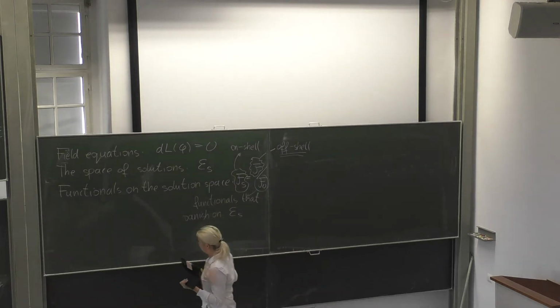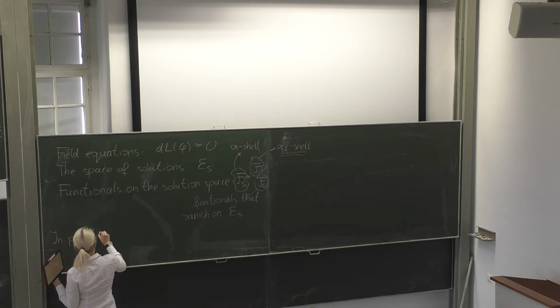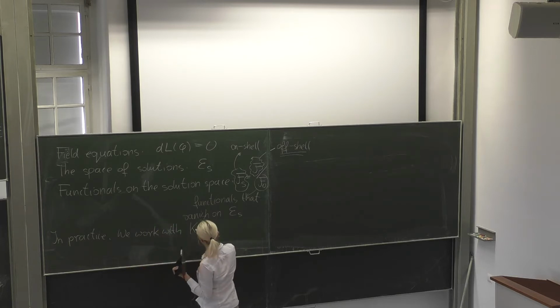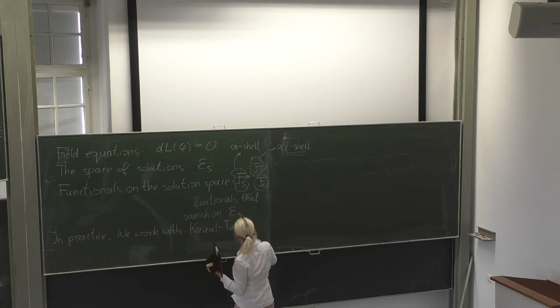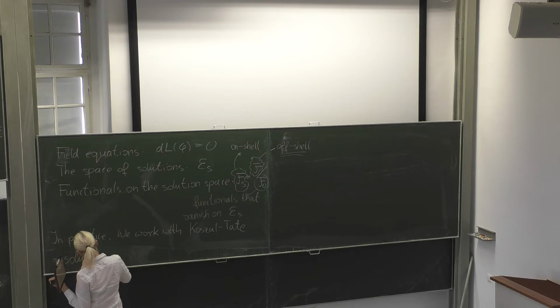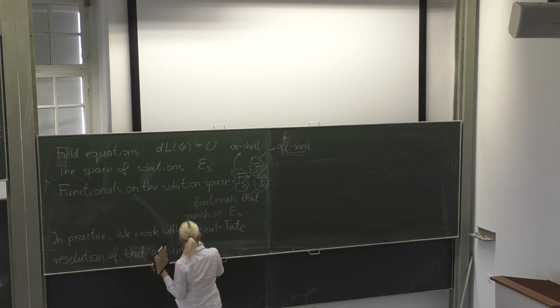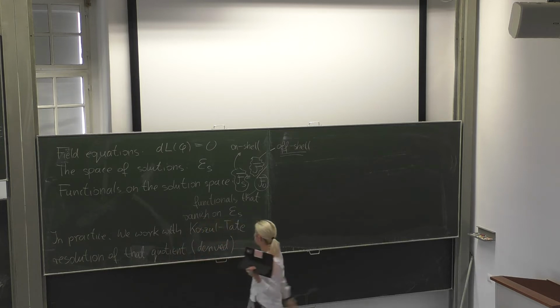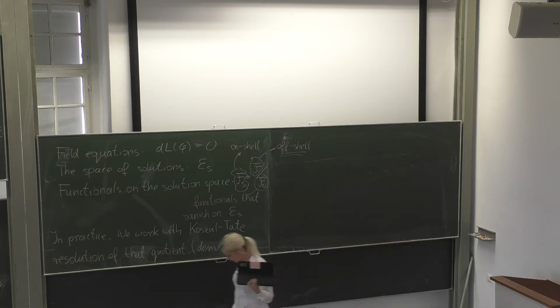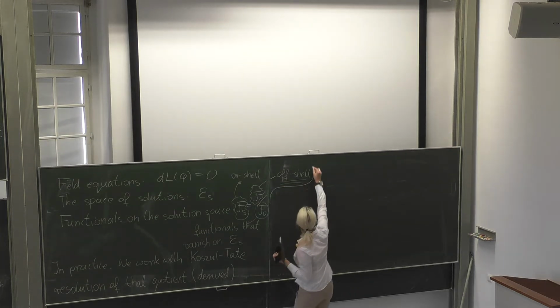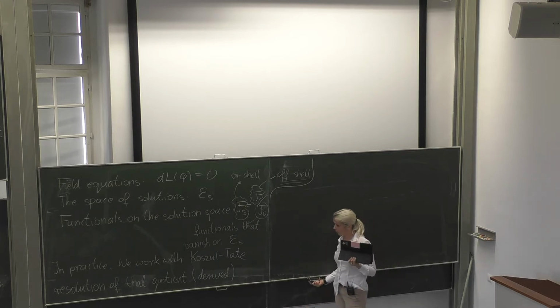So in practice, we work with Koszul-Tate resolution of that quotient. Okay, so that's derived. I'm probably not going to get to this, but in case I have some time left at the end of the last lecture on Friday, I can maybe say something about it because it's relevant for gauge theories and I don't want to leave you with the impression that the only thing I can do is the scalar field. I'm better than that. But yeah, it's a whole new formalism to talk about it.